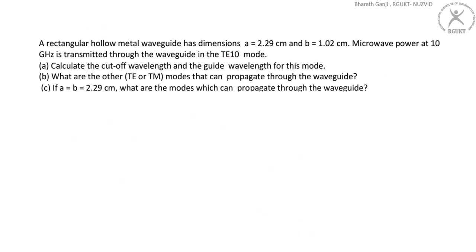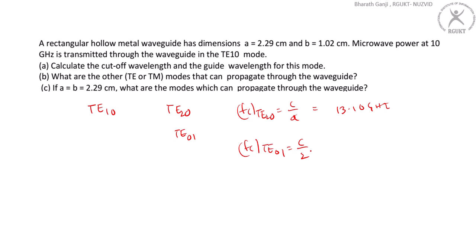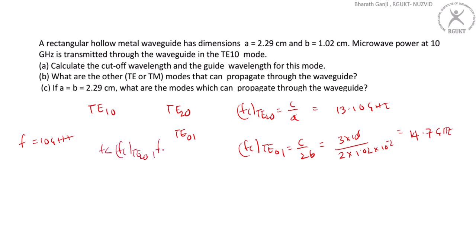Okay. So for the next bit, what other modes can propagate through this waveguide? After TE10, the next higher order modes are either TE20 or TE01 modes. So let us check the cutoff frequency. For TE20 it is C by A, so that makes the cutoff frequency 13.10 gigahertz, and the cutoff frequency for TE01 mode is C by 2B, so that is 3 into 10 to the power of 8 divided by 2 into 1.02 into 10 to the power of minus 2, which gives you 14.7 gigahertz. As you can see, your operating frequency is only 10 gigahertz, which is less than the cutoff frequency of TE20 or TE01. So no higher order modes will propagate, only TE10 mode will propagate.